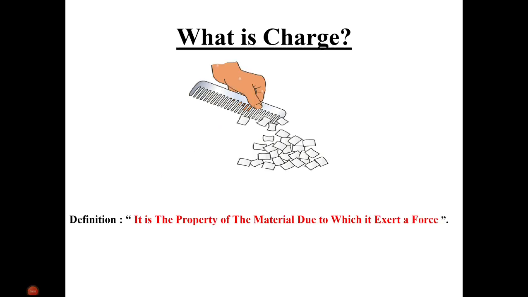What is charge? In order to understand what is charge, we can do an experiment. If we rub a comb with our hair and place that rubbed comb near some pieces of paper, we can see that the papers are attracted towards the comb. Why is it so? It is only because of the creation of charges on the tip of that comb. So by definition, charge is the property of a material due to which it exerts a force.